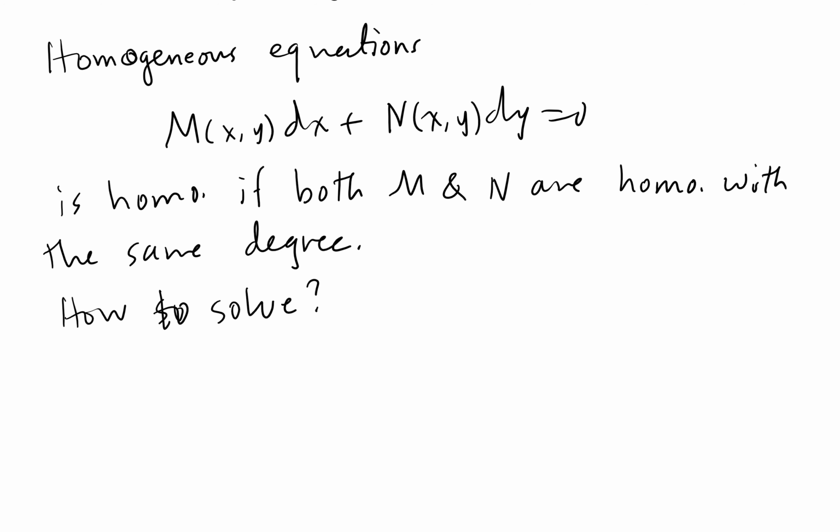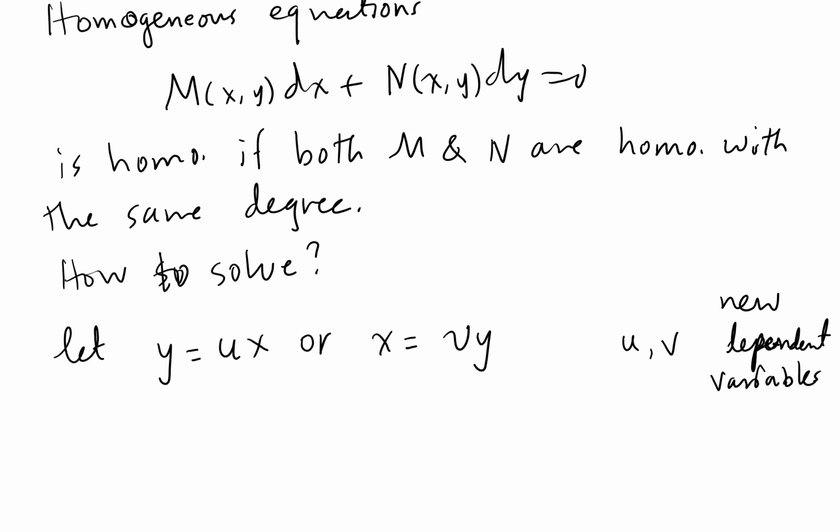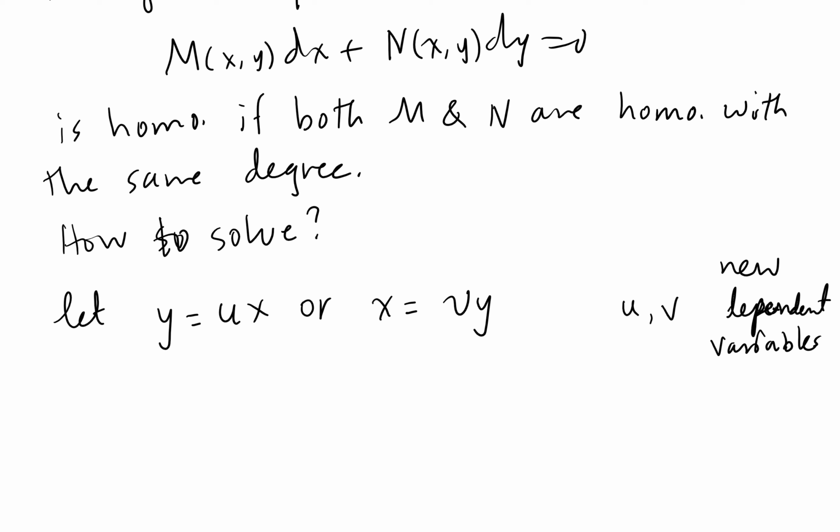To do so, the trick here is to let either y equals ux or x equals vy. What are u and v? u and v are new dependent variables. By substituting, that will transform the given equation into a separable first order differential equation.